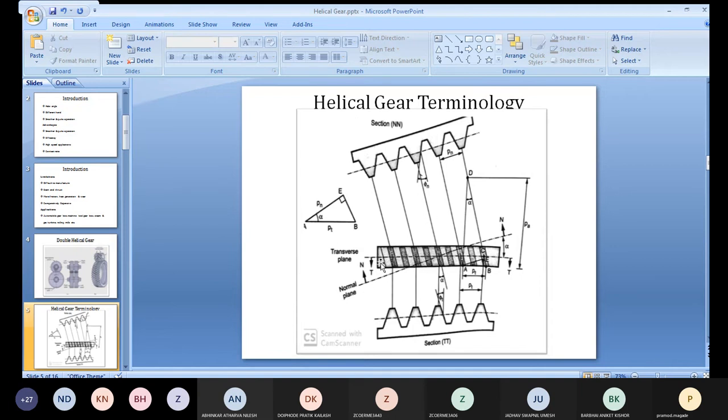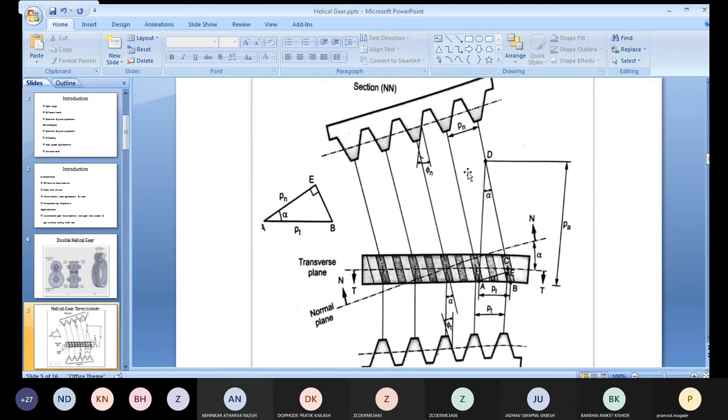So this is the normal plane, this is the transverse plane. NN, you can see the normal plane, correct? So two planes are there, normal and transverse. While considering the normal plane, I will have to write normal pressure angle instead of pressure angle. So my notation here is phi n. See phi n, this we call a normal pressure angle.